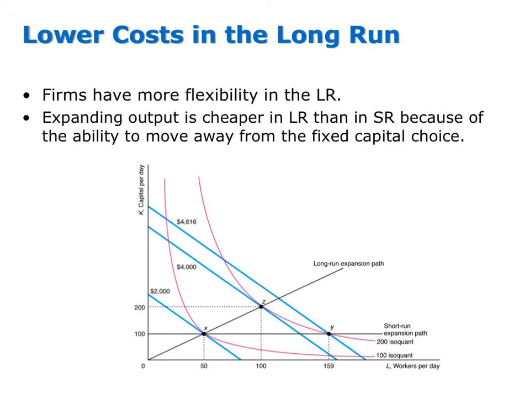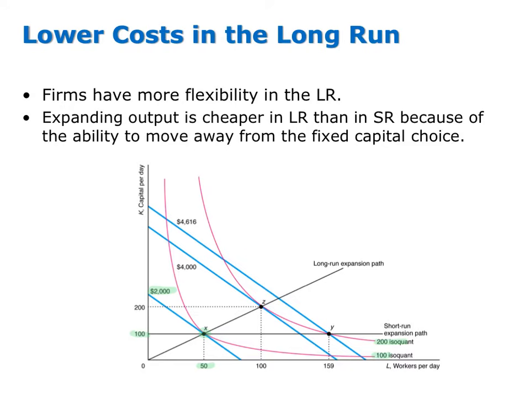Consider a firm that's initially producing 100 units of output at the lowest possible cost by employing input bundle X. Input bundle X has 50 workers per day and 100 units of capital per day. The cost of this input bundle is $2,000. Now suppose the firm wants to increase its output to 200 units.